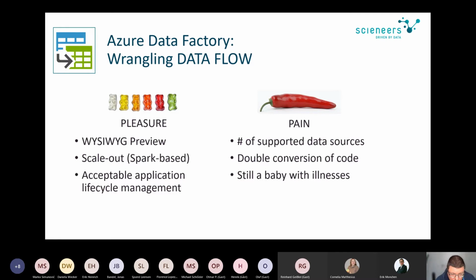It's based on M, but it's executed in Spark, which is very interesting because you can do a real scale out and so work also with bigger masses of data or more complex stuff. So it's like mapping data flow. It has acceptable application lifecycle management. You get the JSON and you have it in a repository if you like to.